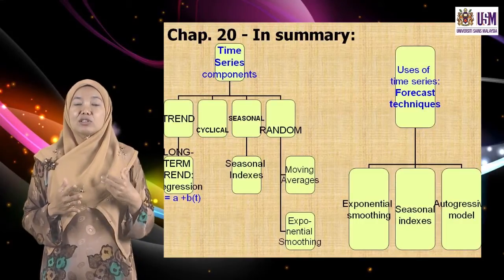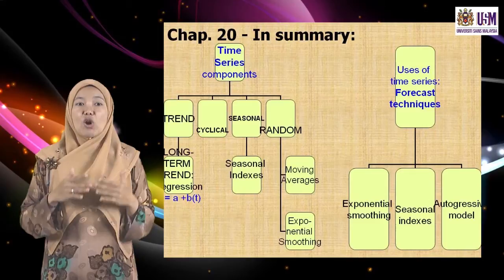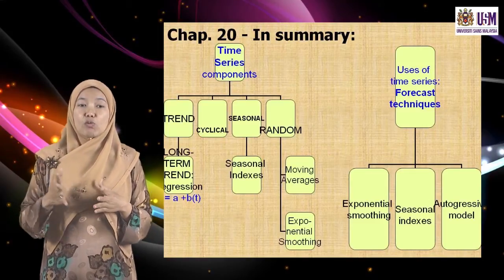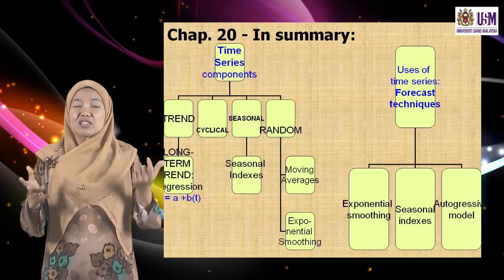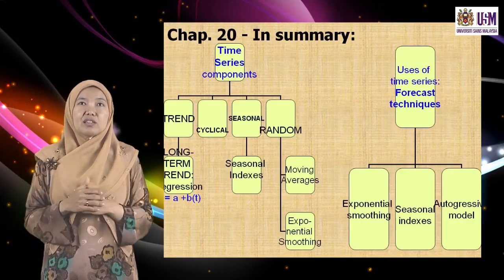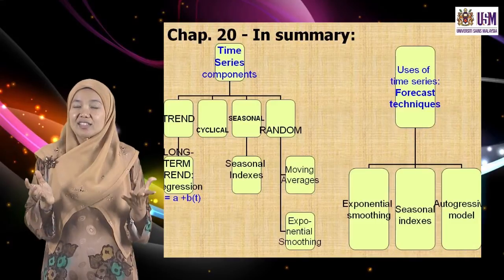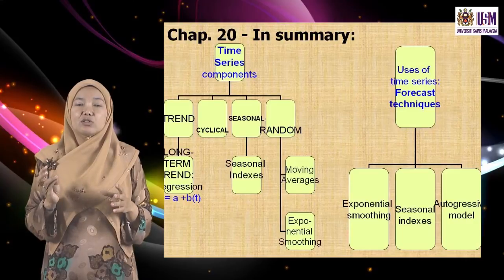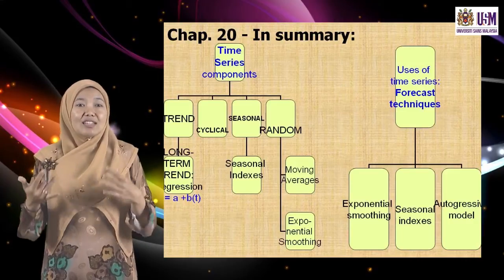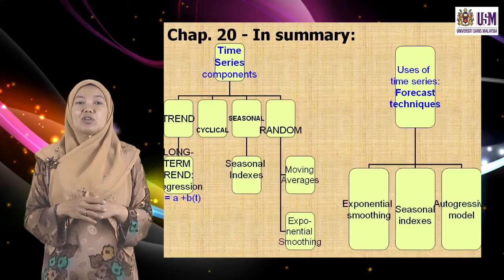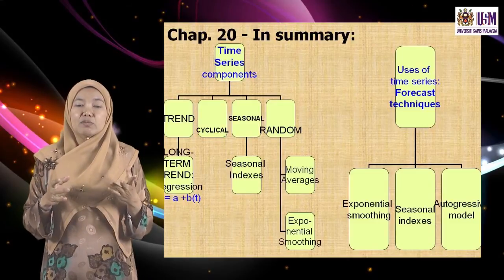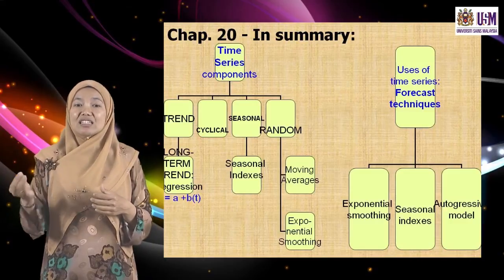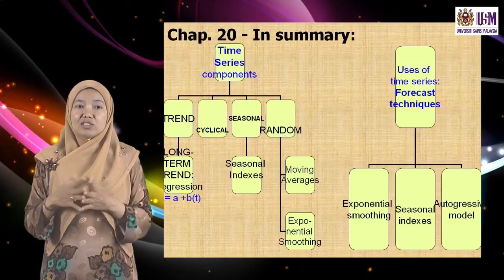So trend is usually over a long period of time, over the years. Cyclical is something that occurs over more than 1 year, usually something like the business cycle, which takes a couple of years, like our crisis, every 10 years or so. Seasonal is usually variation within a year, or within a week, or within a quarter. And then you have the random, something that you cannot explain, which you need to take out using the method of moving average or exponential smoothing.